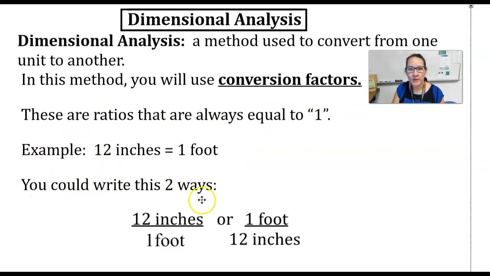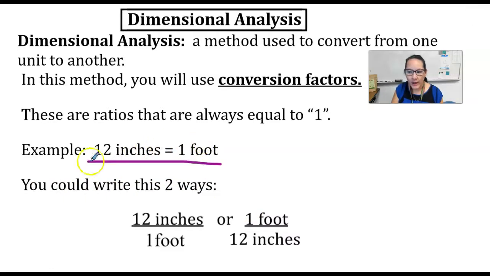You could write this two different ways. Notice it's a fraction now. So here we have an equality, and we're going to convert this equality into two different fractions. One is where we have the 12 inches over the 1 foot, and then we have the inverse equality, 1 foot over 12 inches. Both of these are true because 12 inches equals a foot. They are the same exact length, and so it doesn't matter if you put the 12 inches over the foot or the foot over the 12 inches. They are a ratio that is an equality.